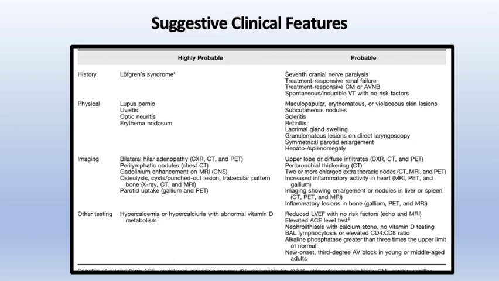Physical features of uveitis, optic neuritis along with erythema nodosum are also highly probable, and so is imaging of bilateral hilar lymph nodes, perilymphatic nodules on CT, gadolinium enhancement on MRI in case of neurologic involvement, in case of bony involvement, osteolysis, punched out cystic lesions, and increased parotid uptake in case of Heerfordt syndrome.